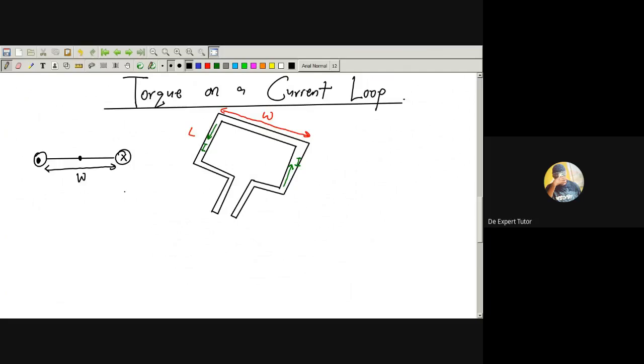Okay. Now I want to ask a question real quick. Now the question is this: what will be the direction of the force here, and what will be the direction of the force here? How do we get the direction of the force? We have the current moving that way. Okay, and observe, you have a magnetic field in this direction.